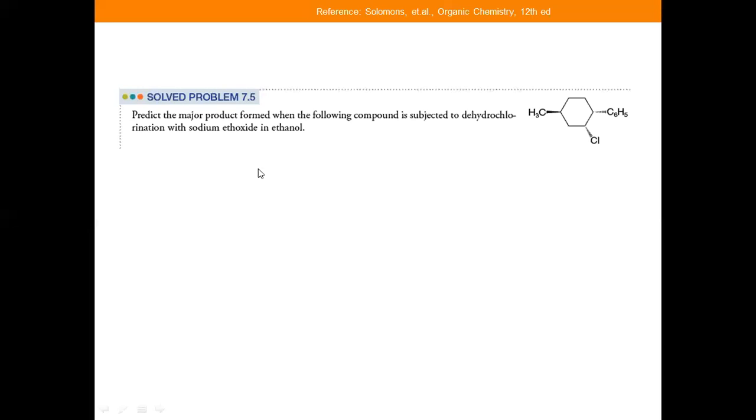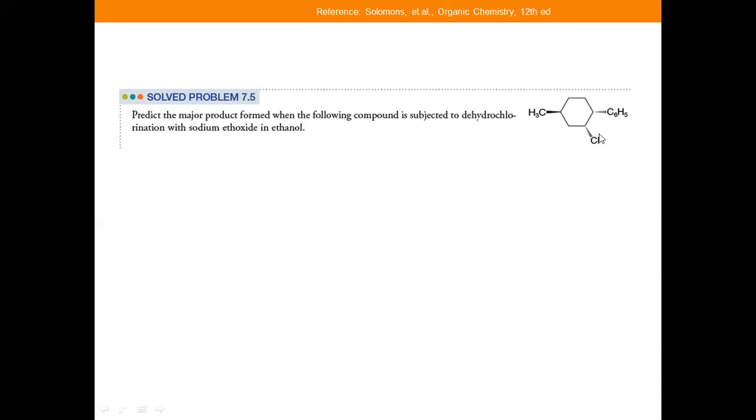Okay, so let's have an example for a cyclic compound where we do dehydrohalogenation. So you have your substrate, you have your leaving group, and you have your alkyl substituents, and our base is sodium ethoxide in our solvent methanol. So what will be our major product here?